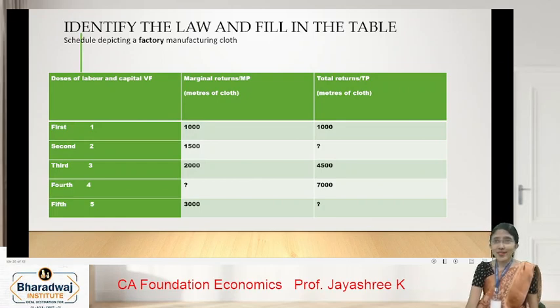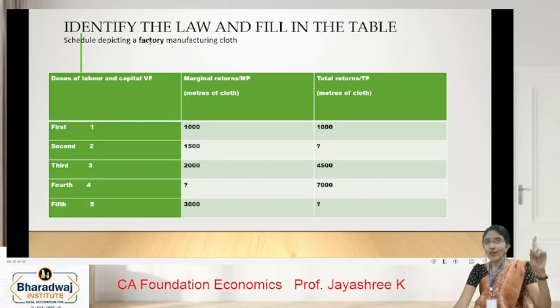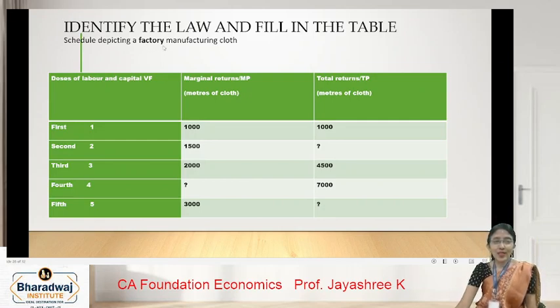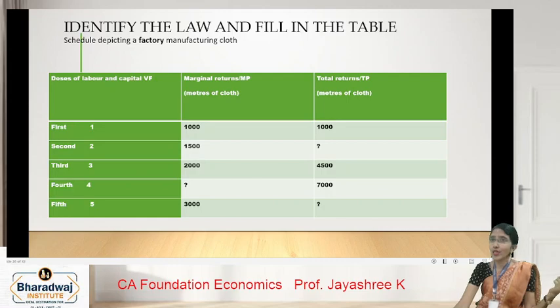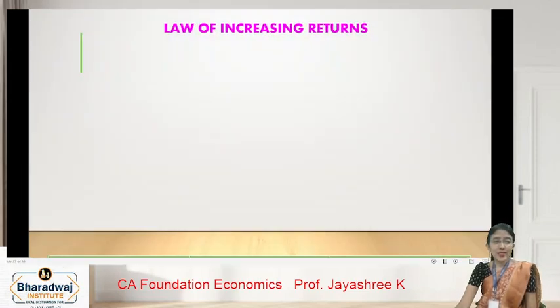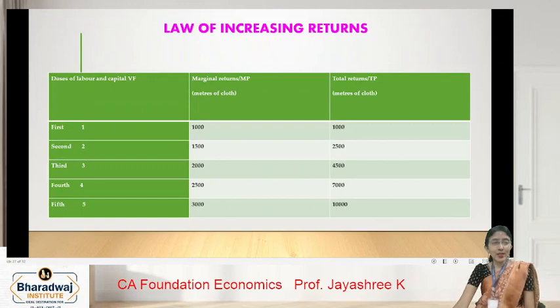Law of returns. Why? Because this is a fixed factor. One factor is fixed, others are variable. I am wearing this; this is a fixed factor. There is a classification. It cannot be returns to scale. It is law of returns. If it was one variable factor and other fixed factors, I can call it law of variable proportion. This is law of returns, and under that we are showing increasing returns. The answer is law of increasing returns.